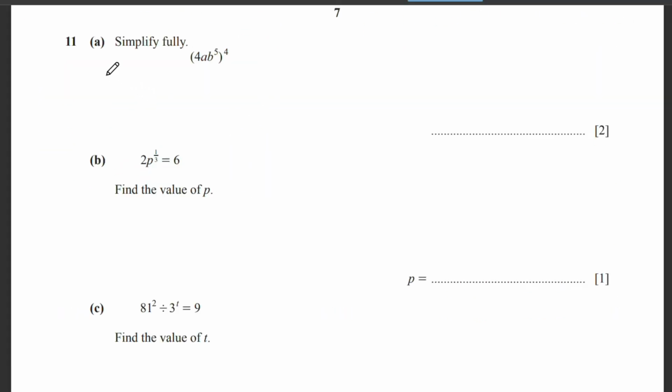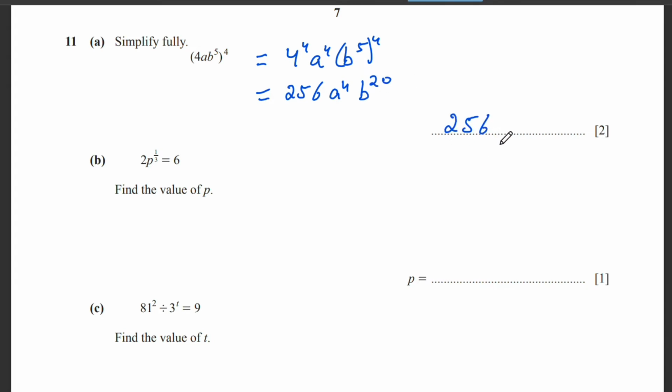Question 11a. Simplify fully: (4ab to the power 5) whole to the power 4. So this power 4 is with all of them. So we write 4 to the power 4 and then a to the power 4, then this is b to the power 5 whole power 4. So 4 to the power 4 is 256. This is a to the power 4 and this will be b to the power 20. So this answer is 256 a to the power 4 b to the power 20.